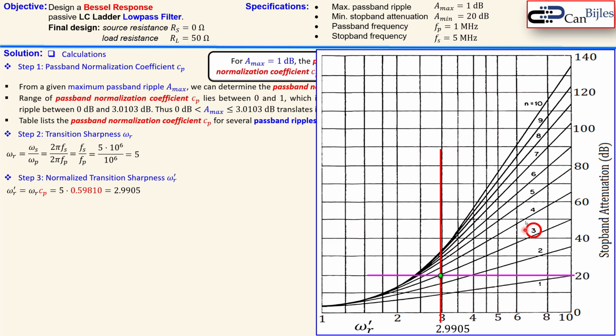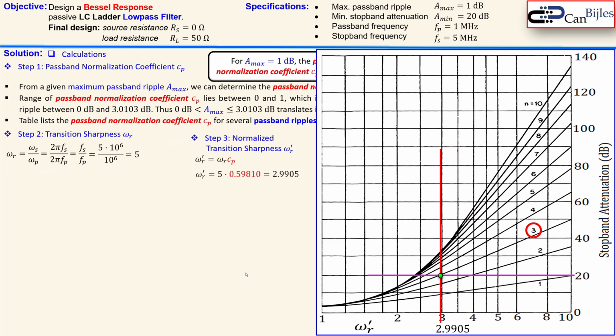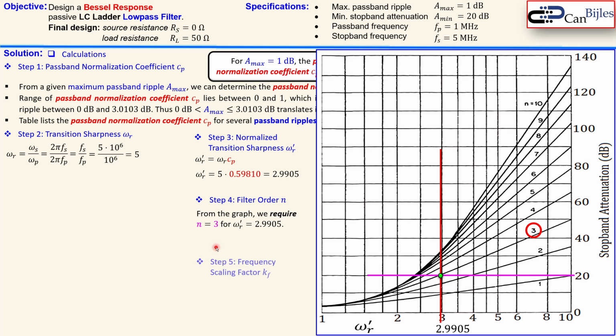Of course, if you go to higher orders, you need more components, etc. So maybe not necessary. All right, so I will go for a third order that will do the job for this design. So let's bring it here, and then we see here, as set from the table for this requirement of omega r prime of 2.9905, from this graph, n is 3. So we need a third order Bessel response filter.